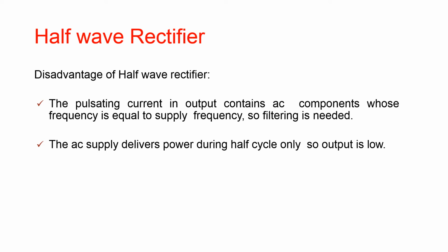This means the output will not only contain DC, but it will also have an AC component whose frequency is equal to the supply frequency. So you will have to get rid of that AC component, and that is the reason filtering is required in a half wave rectifier. Secondly, the AC supply delivers power during the half cycle only, so the output is also low.